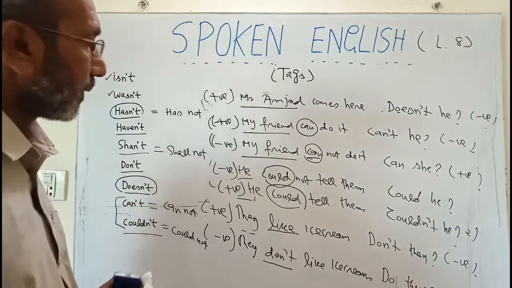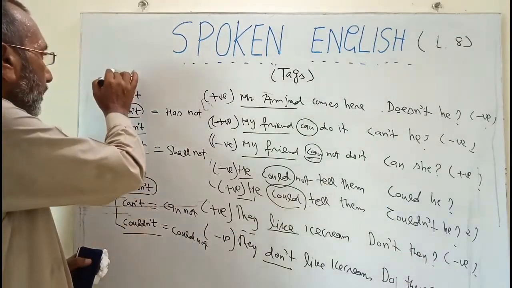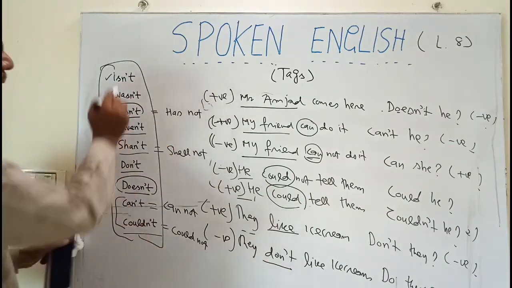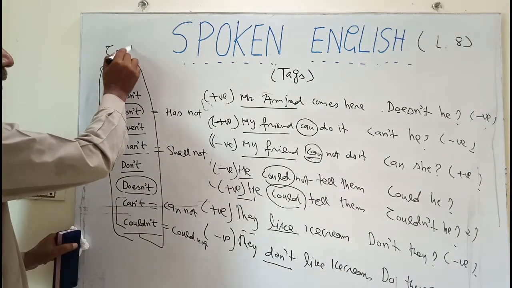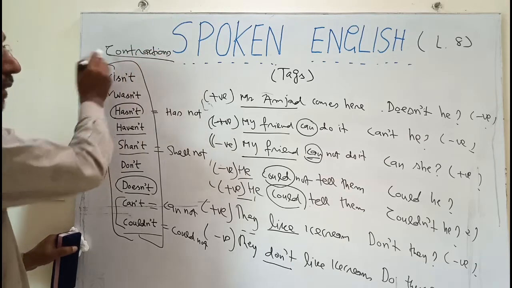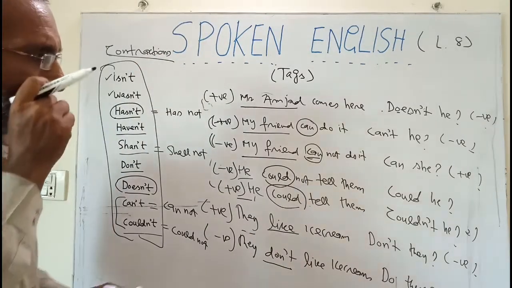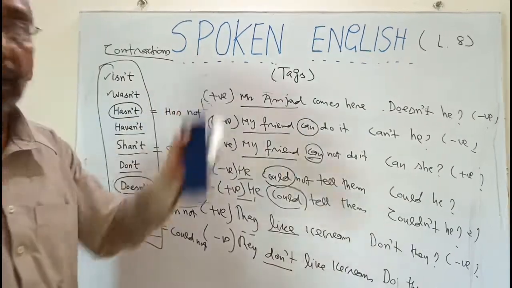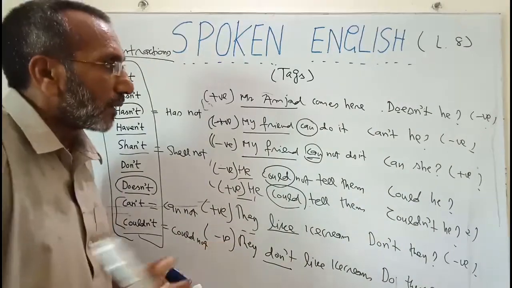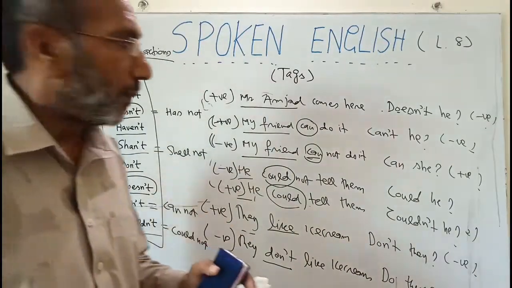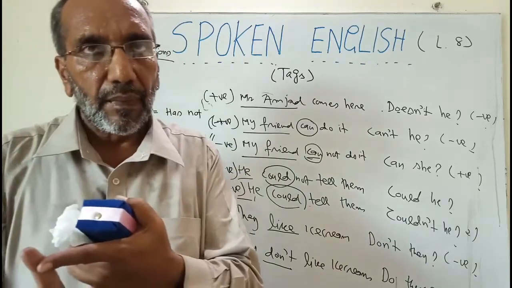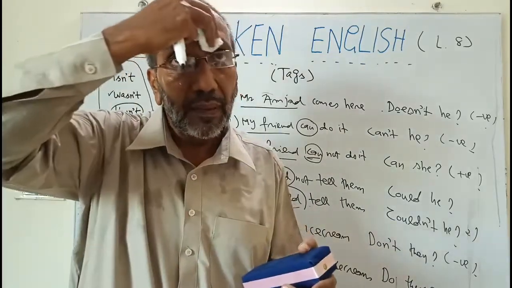It means things are not that difficult. You just must know these different contractions, especially in conversation, where we use them very much. In writing, we don't. Our main concern here is routine English. So is it clear or not? Once again, let me repeat: whenever the sentence is positive, the tag must be negative. If the sentence is negative, the tag must be positive.